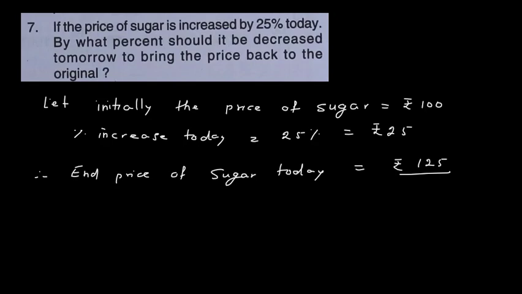Initially it was 100, but there was an increase of 25%. So now the sugar price is 125. Now the question is, by what percent should it be decreased tomorrow to bring the price back to the original price? If I consider the price tomorrow as 125 and I want to reduce it to 100, then I have to see by what percentage it reduces.